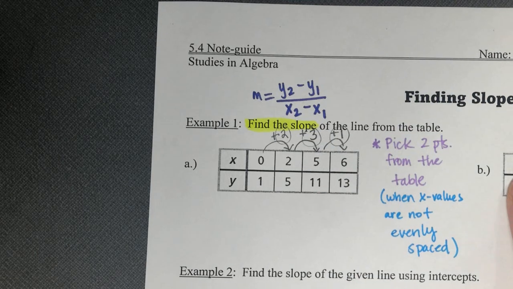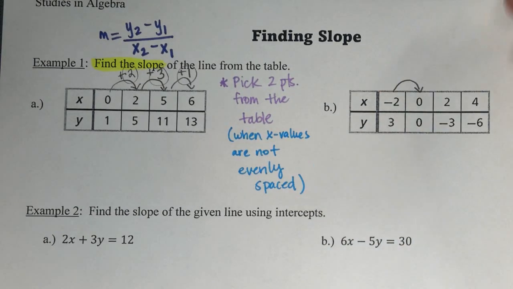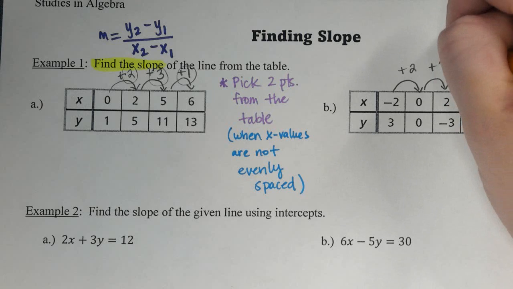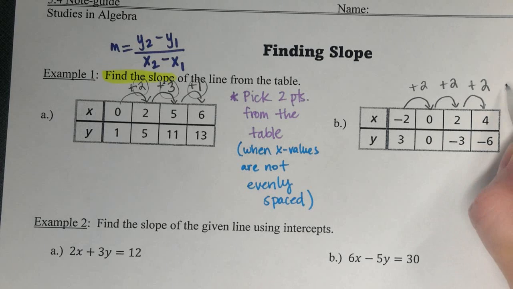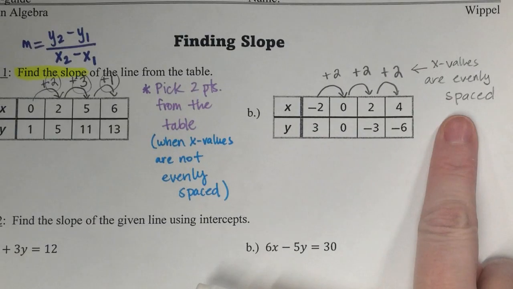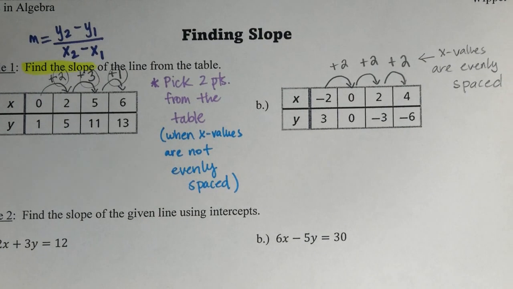Now if we peek over at part B, if you're going from -2 to 0, what would you add? Yeah, great. And then 0 to 2? Yep. And then here? Another 2. So if the x values are evenly spaced, I'm going to show you a quicker way to do it, but you can only do it if they are evenly spaced. So there's two different ways, and it all depends on your x values.